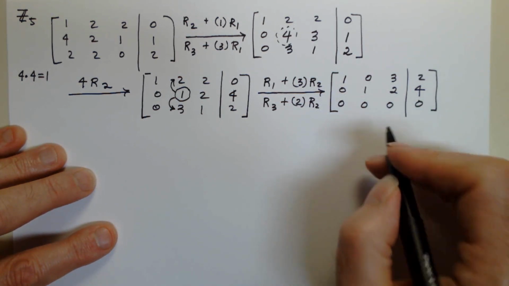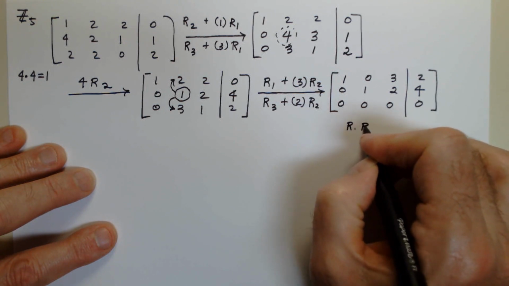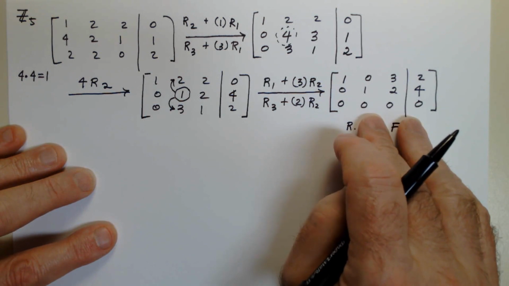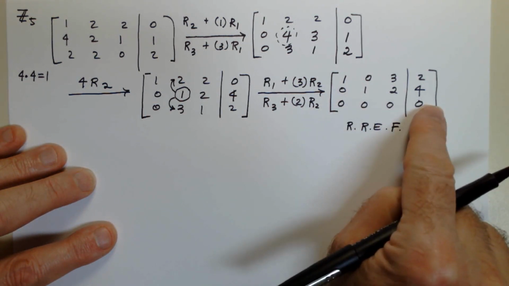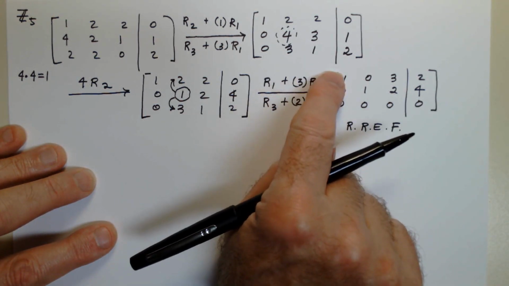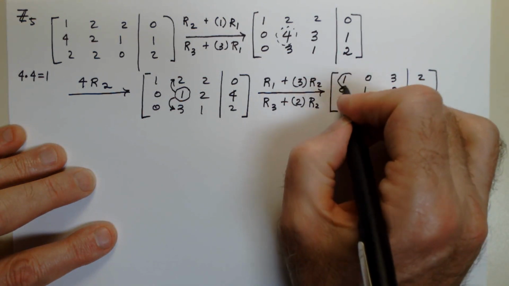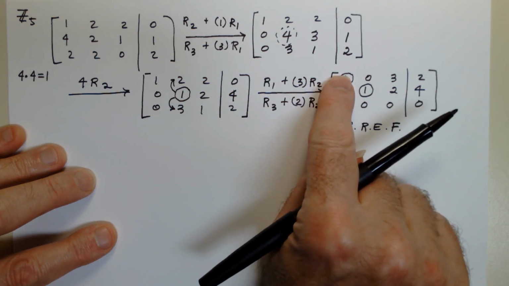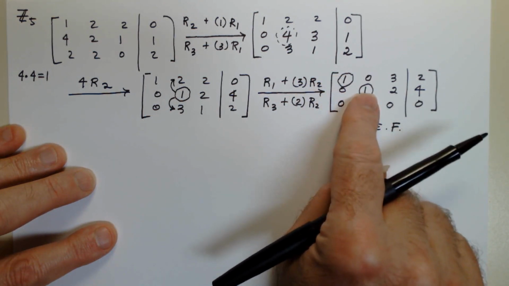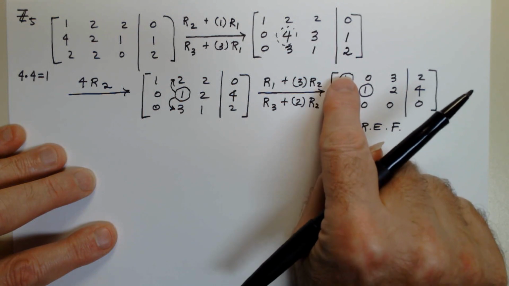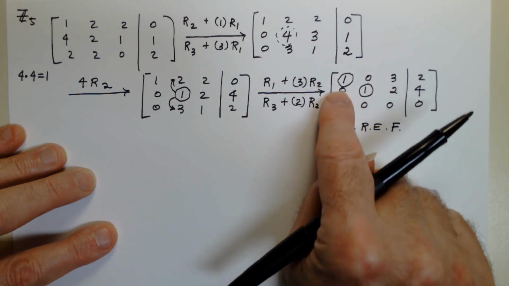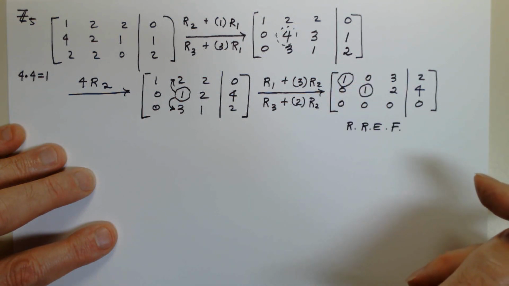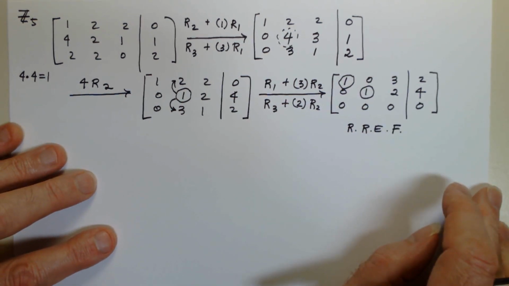Let's check. I'm claiming that we are now in reduced row echelon form. Now this augmented matrix does have a row of zeros, but it's at the bottom, so we're good. We've got our leading entries. They're 1s. As I move down the rows, the leading entries are moving to the right. And each leading entry, which is already a 1, is by itself in its column. It's the only non-zero element in its column. So we've achieved the reduced row echelon form.